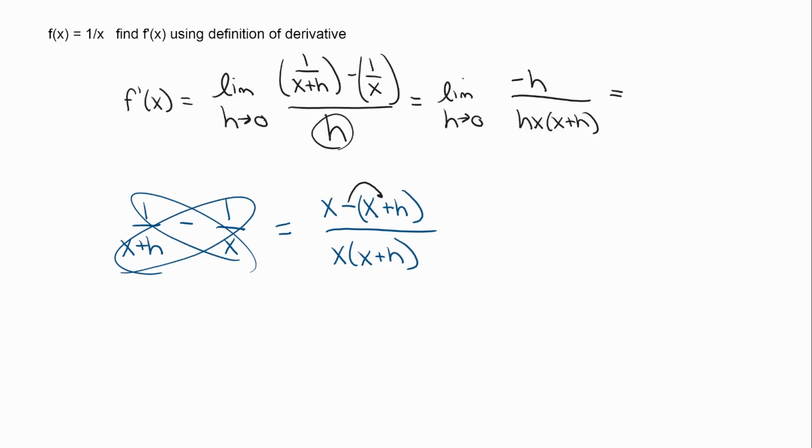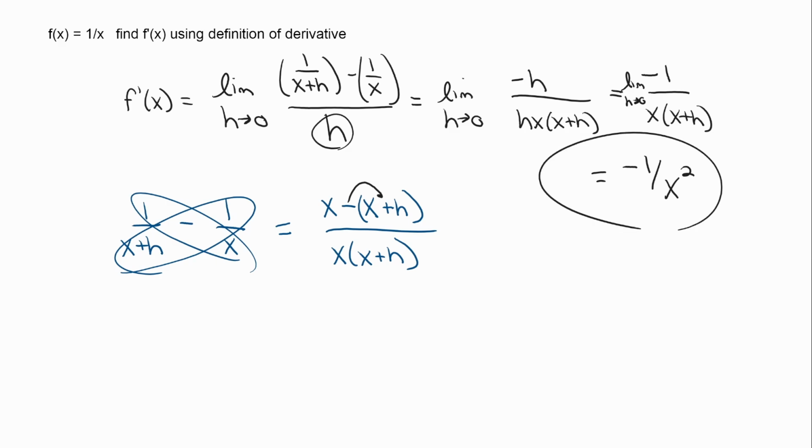And so now we can cancel out our h's because we have them in both the numerator and the denominator. So we're going to have negative 1 all over x times x plus h, and our limit of h approaching 0. And in this specific case, since it's x plus h in the denominator, and we're not going to have 1 over 0, we'll end up getting negative 1 all over x squared, which is the derivative of 1 over x in this function. So we can use this function in order to find the derivative or the slope at any single point along this function.